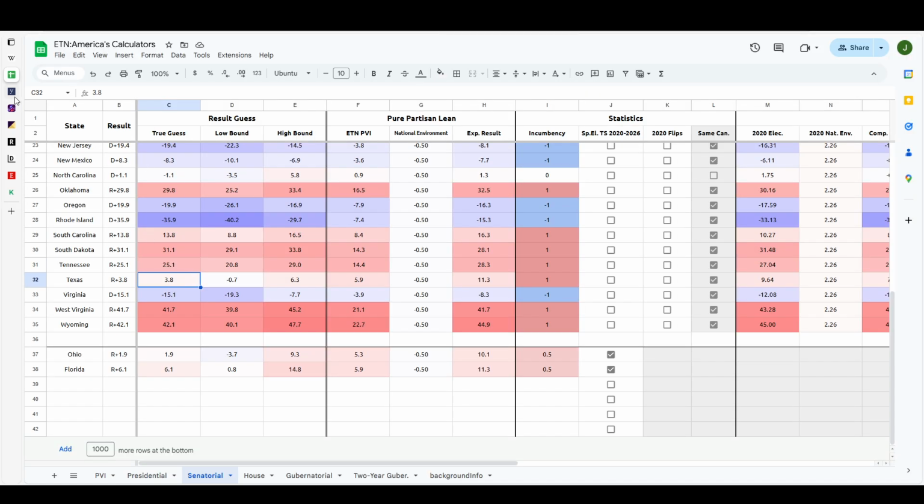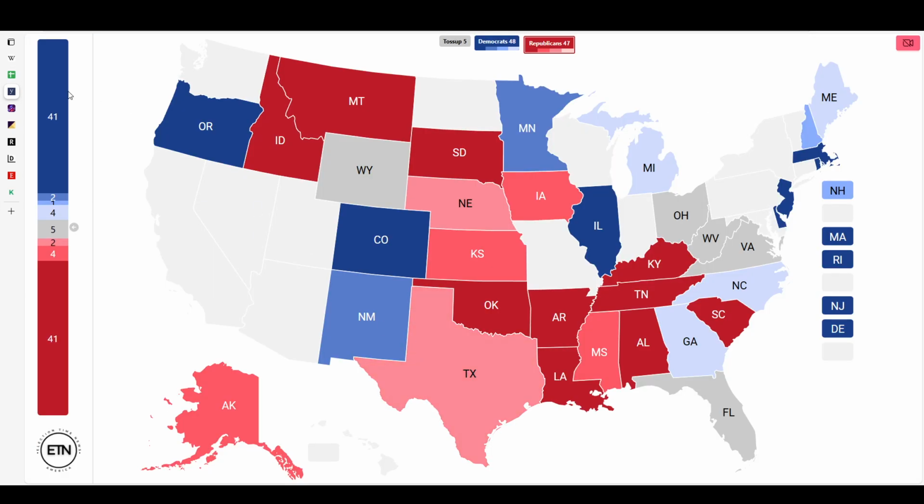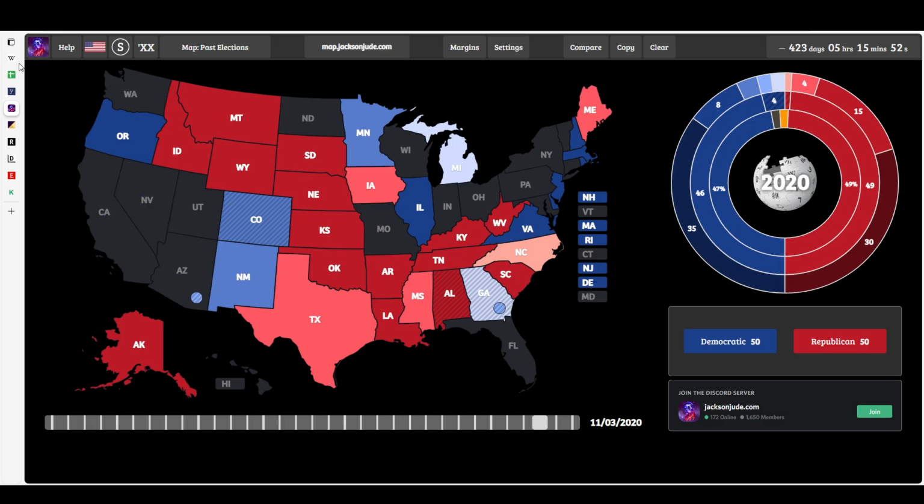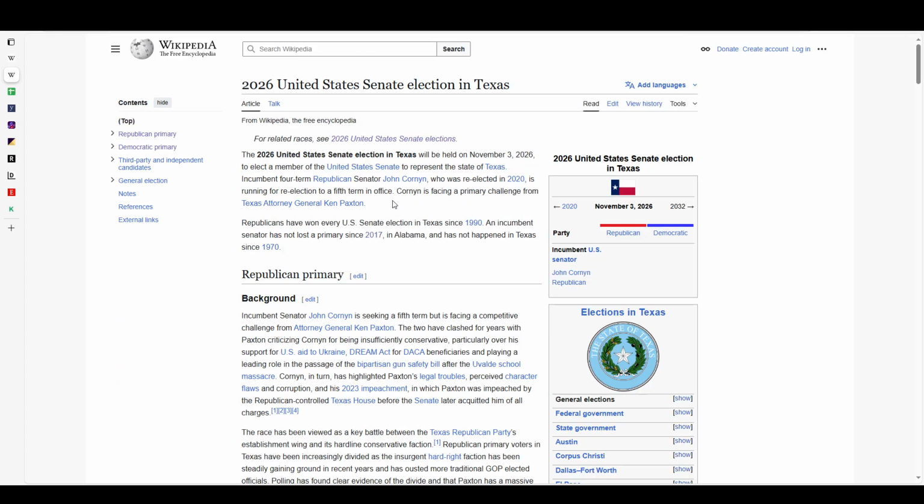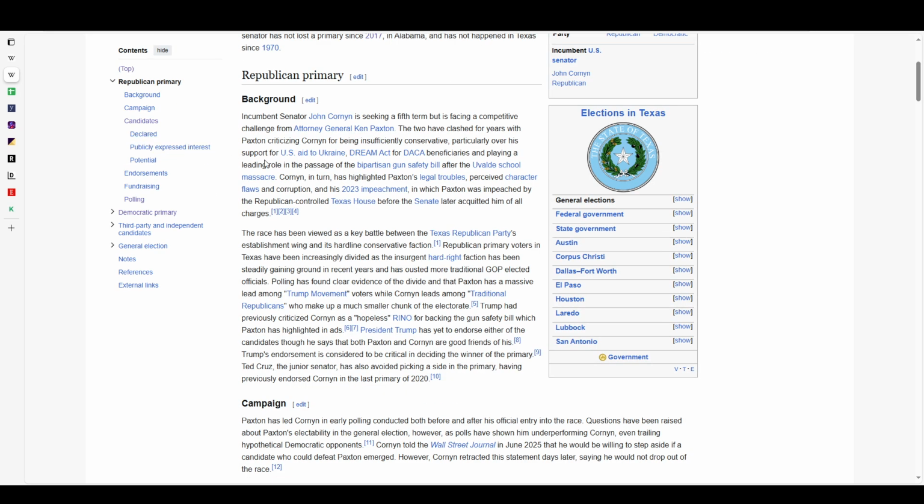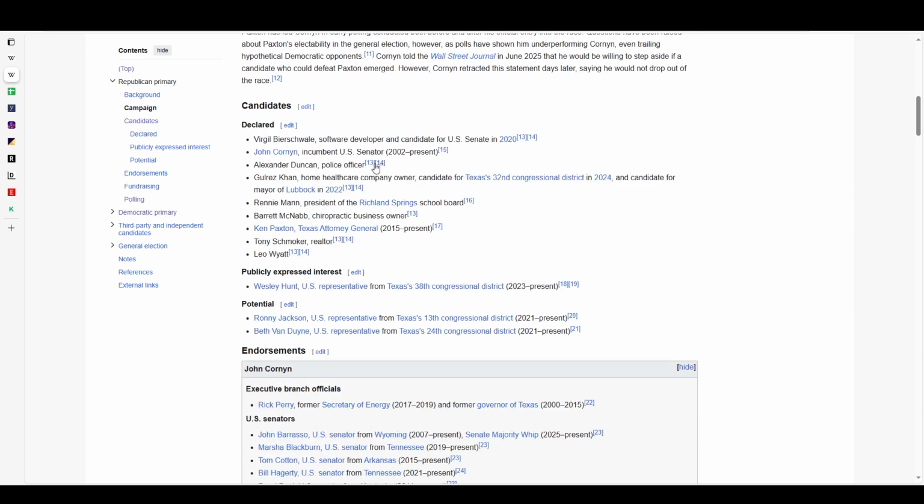And then in Texas, 3.8% margin here. This is mostly due to just the indecisiveness of the primaries. Cornyn is facing a primary challenge from Texas Attorney General Ken Paxton. He is not necessarily a poor candidate by any means. He is relatively controversial, though, and there are a few other candidates here, but it's basically just going to be Ken Paxton versus John Cornyn for the most part. And so that's going to be the main thing to watch there.